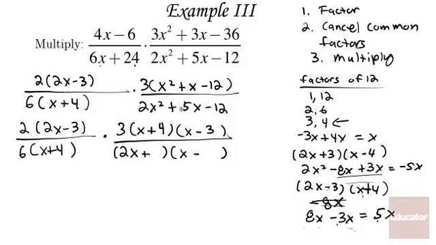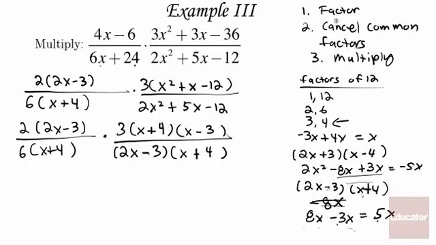So I know that the correct factorization is actually going to be 2x minus 3 times x plus 4. That's the correct factorization. Okay, so I finally factored. That was the hardest step.